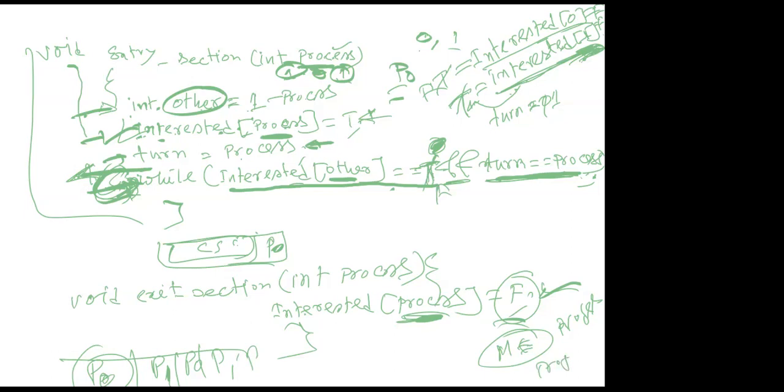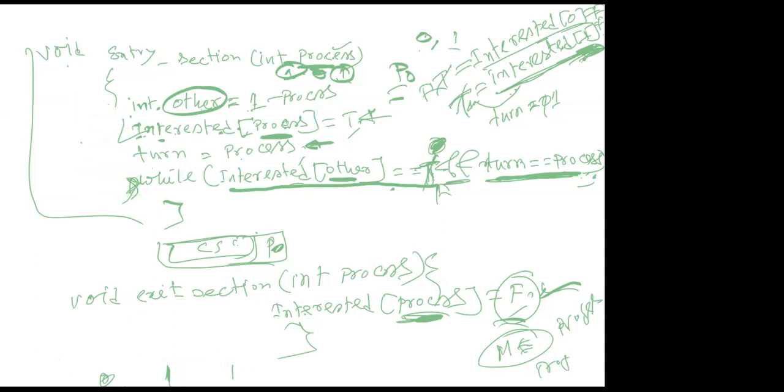Progress is good in here, but let's check this. Another property is called bounded waiting. Is bounded waiting satisfied or not? To check bounded waiting, we need to consider an infinite while loop around all of this code.